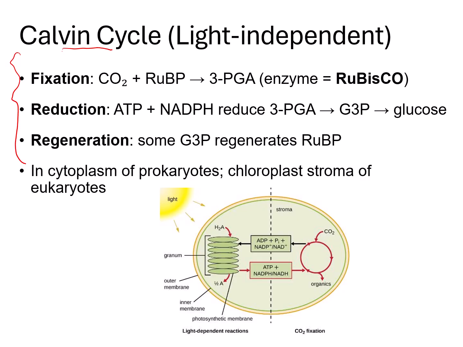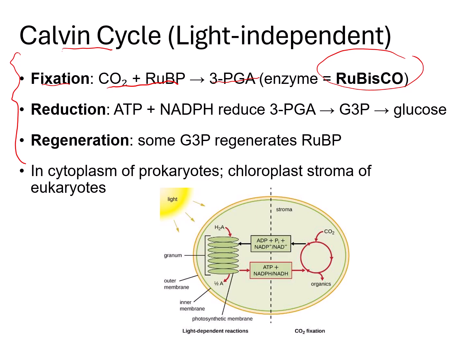First is fixation, and in fixation, carbon dioxide combines with RuBP, which stands for ribulose bisphosphate, and this is catalyzed by the enzyme Rubisco. Rubisco, you don't have to know it, but it stands for ribulose 1,5-bisphosphate carboxylase oxygenase, and it's widely considered one of the most abundant enzymes on Earth. This will form 3-PGA, or 3-phosphoglycerate.